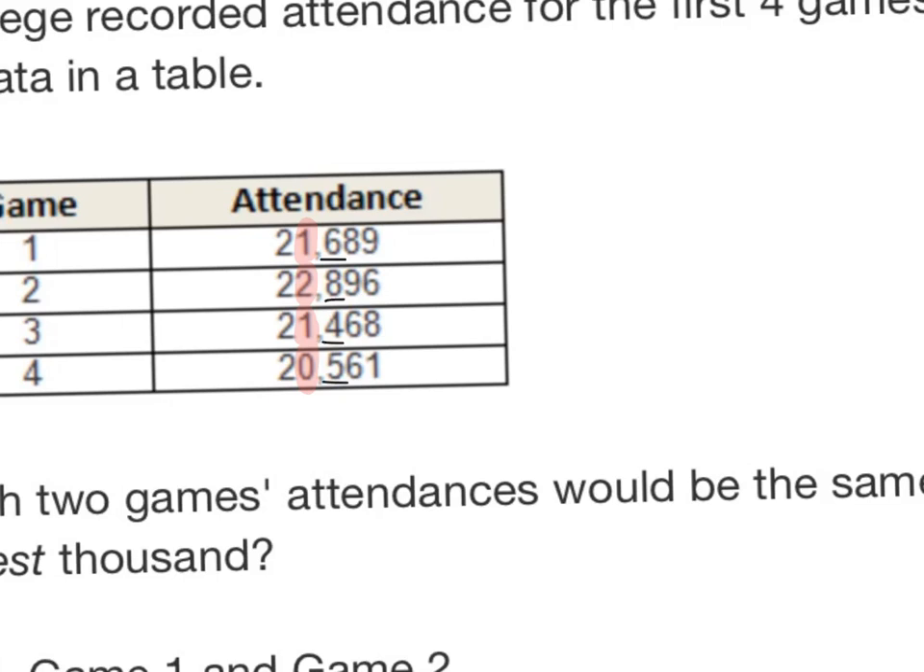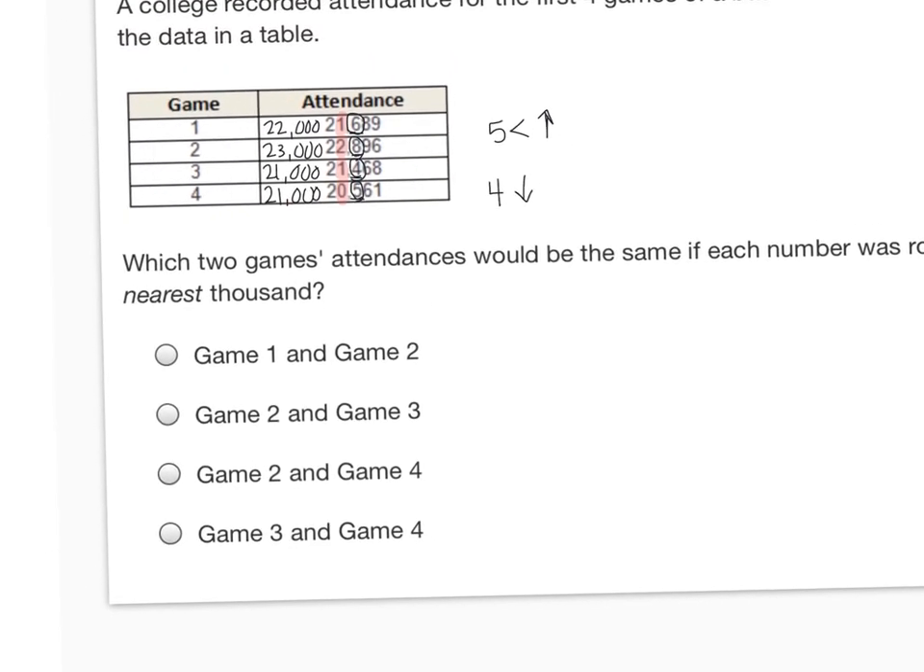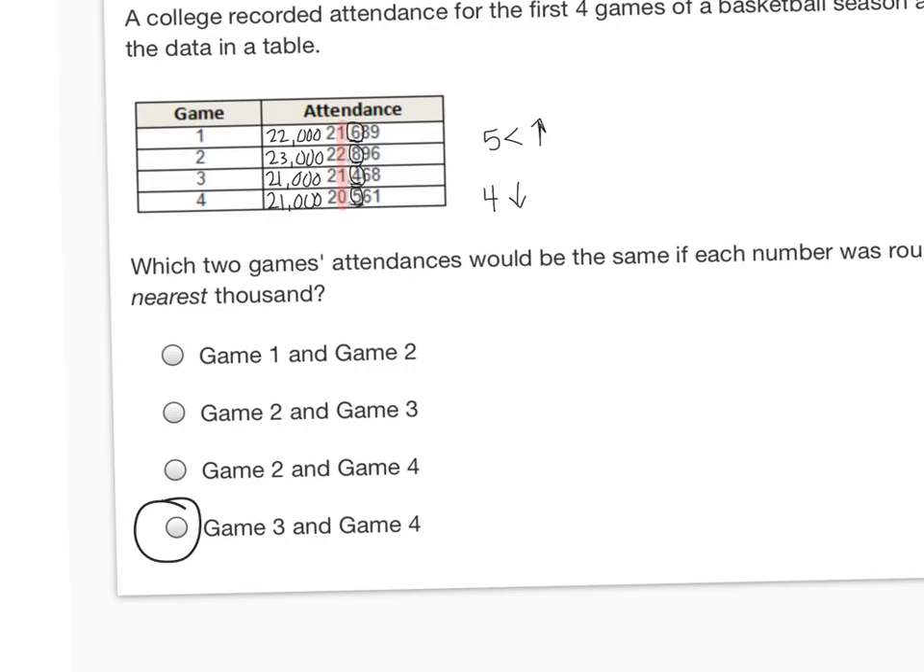If you remember the rule for rounding, if the number is 4 or less, we're going to round down. If it's 5 or greater than 5, we're going to round up. So I need to look at my next door neighbor here. In 21,689, this 6 is going to make it round up to 22,000. In the next number, the 8 is going to make it round up to 23,000. In the next number, the 4 makes it stay the same. And in the last number, the 5 makes it round up. So the two numbers that ended up rounding to the same would be game 3 and game 4.